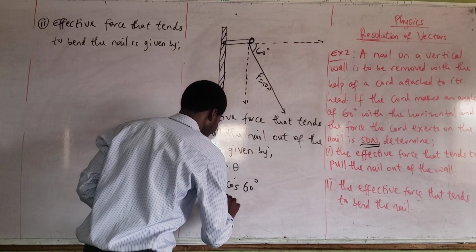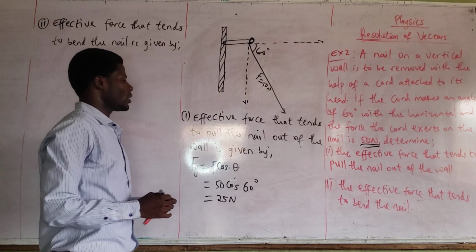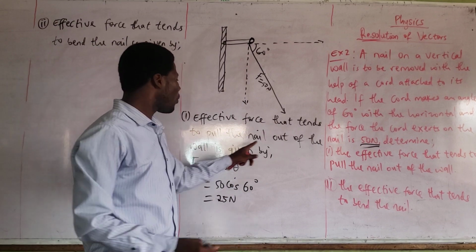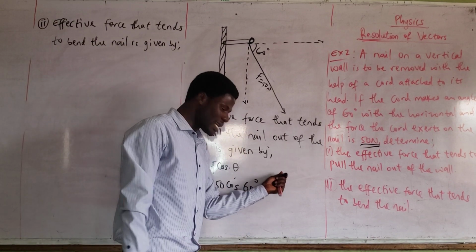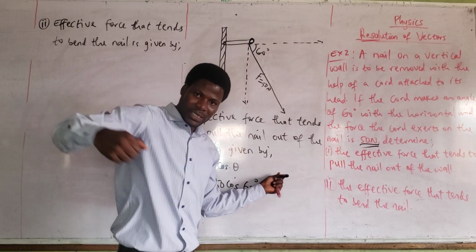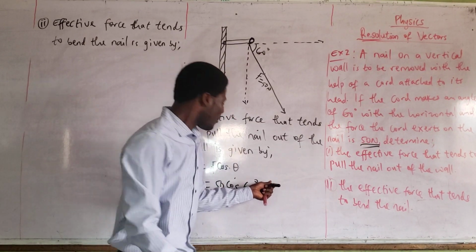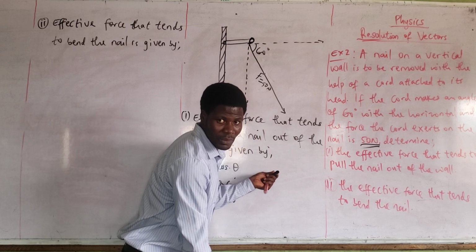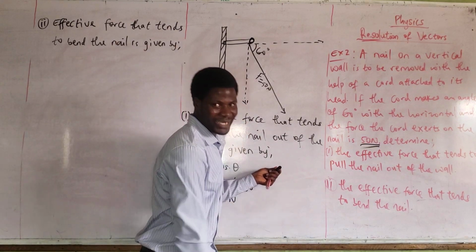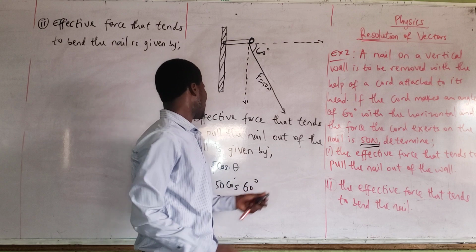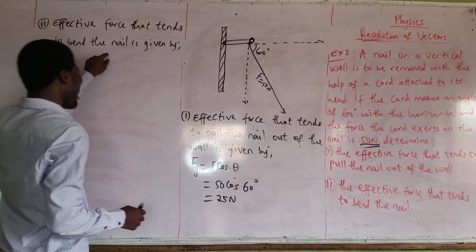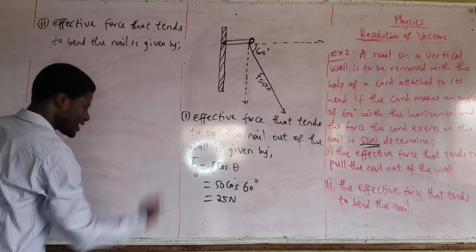So 25 Newton is the effective force that tends to pull the nail out of the wall. This is the nail. If you pull it horizontally, you are trying to pull it out of the wall. But if you pull it down, that is vertical, so it will bend the nail. Okay? So the effective force that tends to bend the nail is the vertical component.